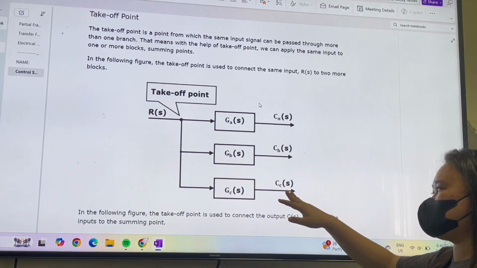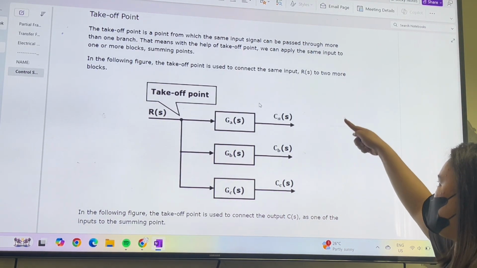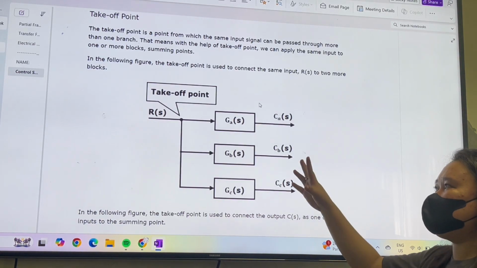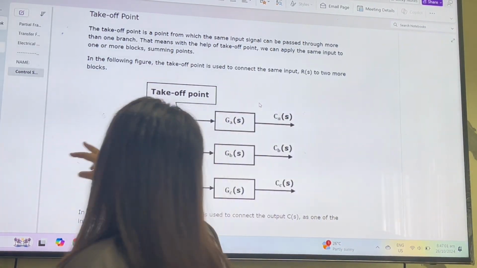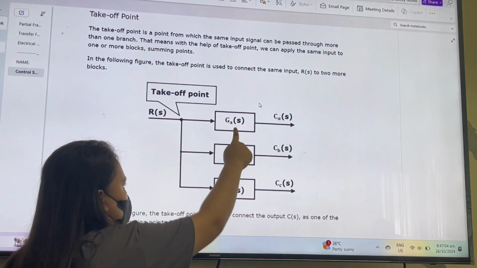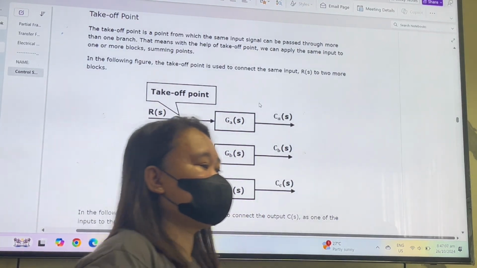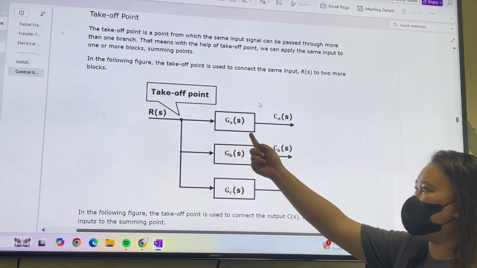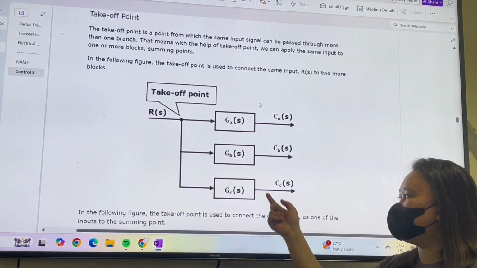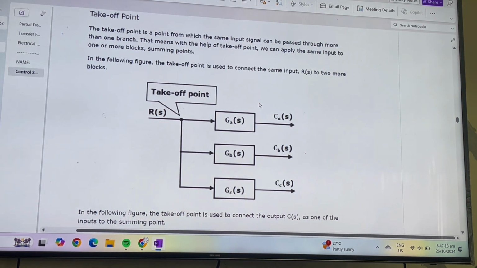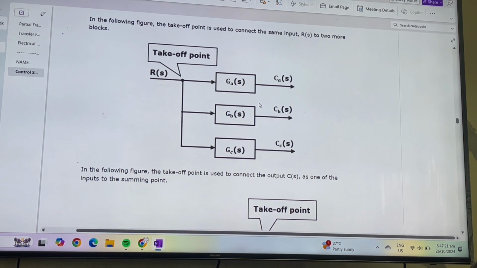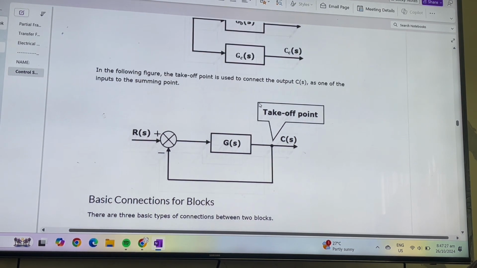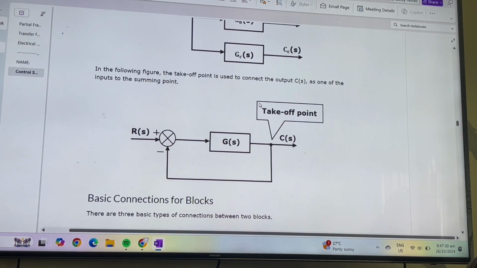Input voltage, we have resistor. Amplifier na yun. In here, the input is connected to three transfer functions, GA, GB, GC. Of course, lahat sila may output. R of S with respect to GA, ipangalan nato C A, which is just equal to GA R S. The same goes here and of course here. Now, in the following figure, the takeoff point is used to connect the C S as one of the inputs to the summing point. Next, we have another takeoff point, but this is the regular negative feedback control system.